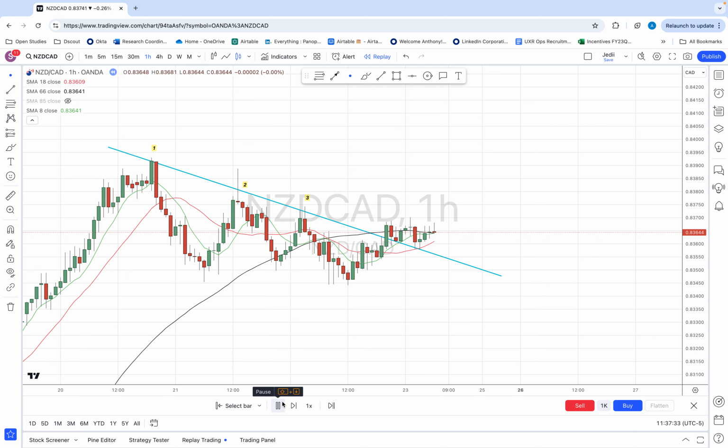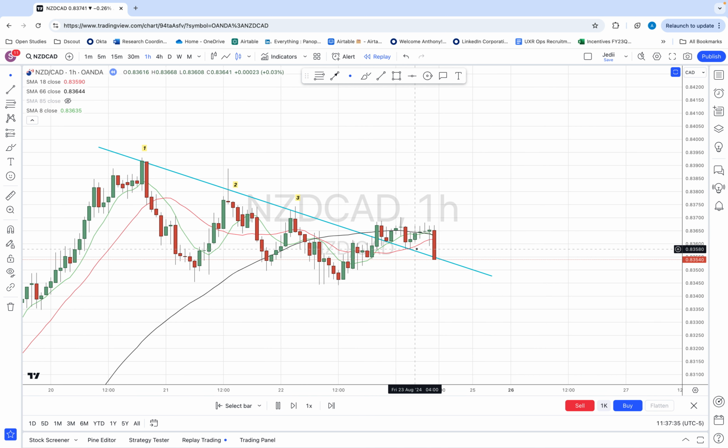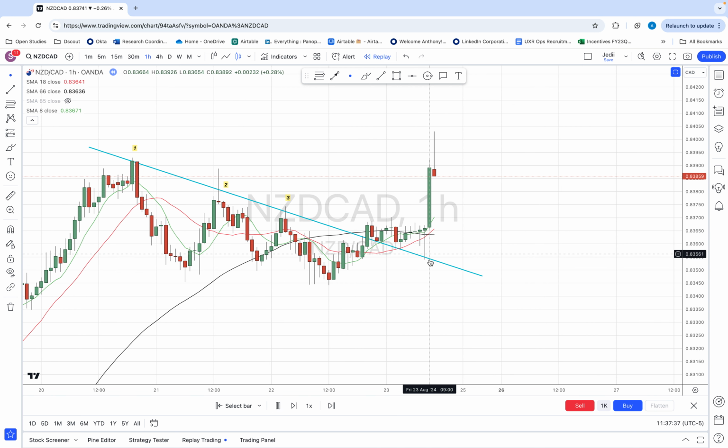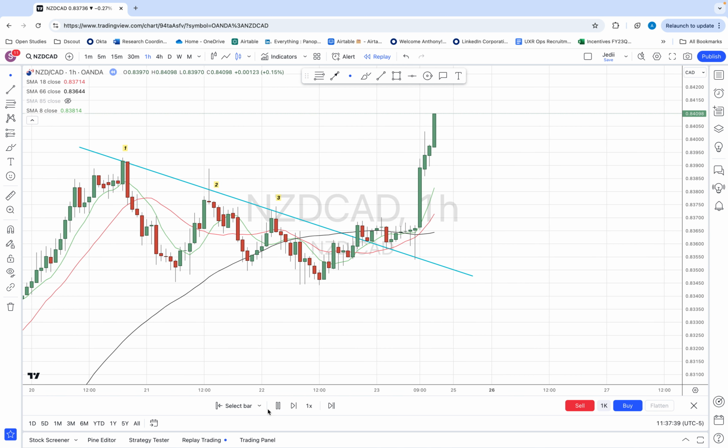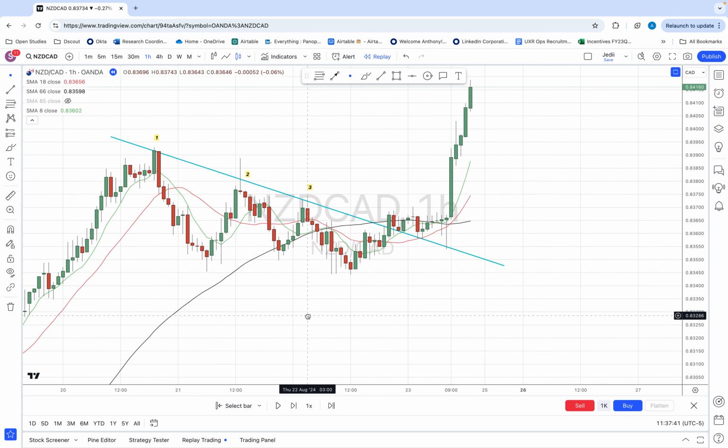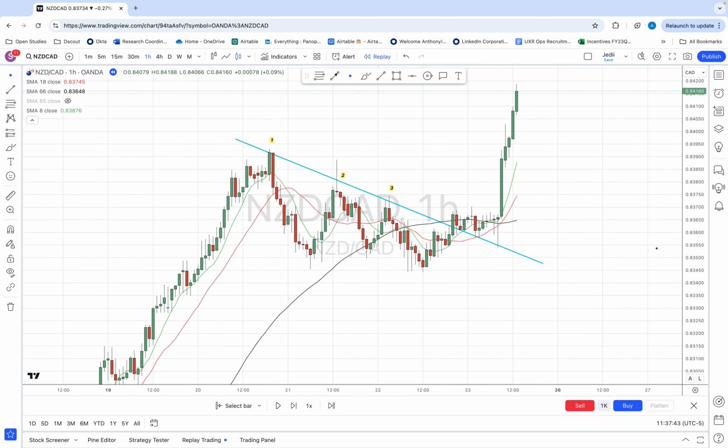Market broke out of the trend line, retested it perfectly right here. Retested it again perfectly right here, and then shot up. This is a perfect example of what I said earlier with the counter trend line.